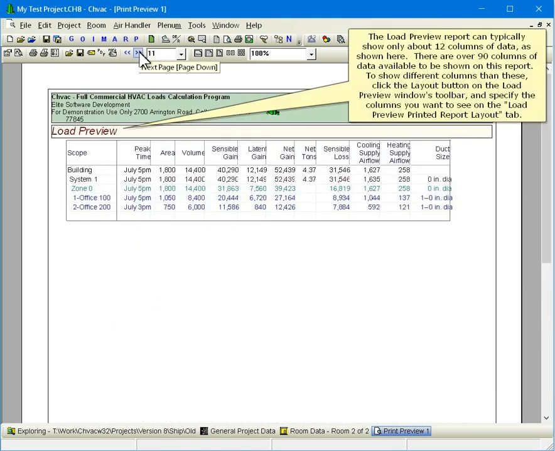The load preview report can typically show only about 12 columns of data as shown here. There are over 90 columns of data available to be shown on this report. To show different columns than these, click the Layout button on the Load Preview Windows toolbar, and specify the columns you want to see on the Load Preview Printed Report Layout tab.